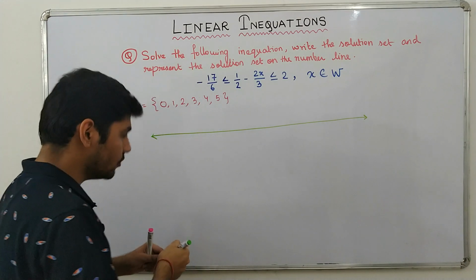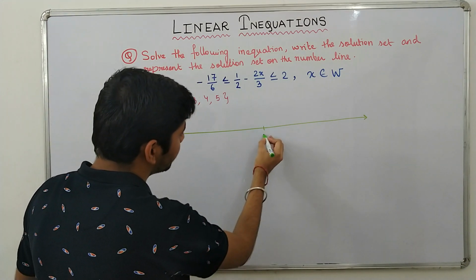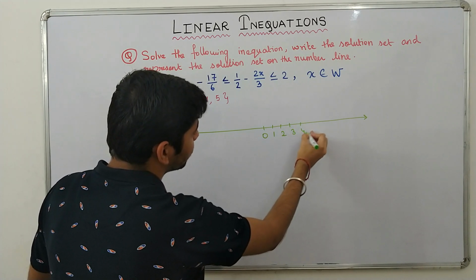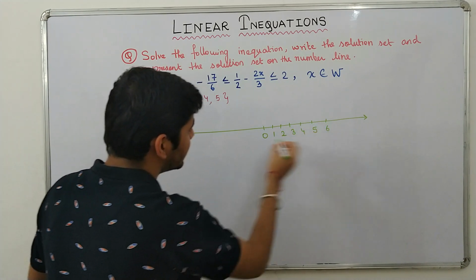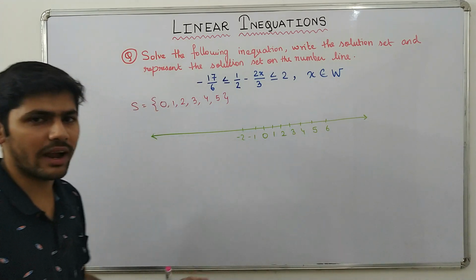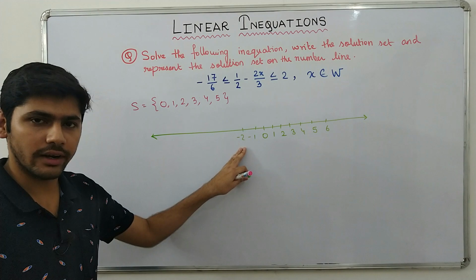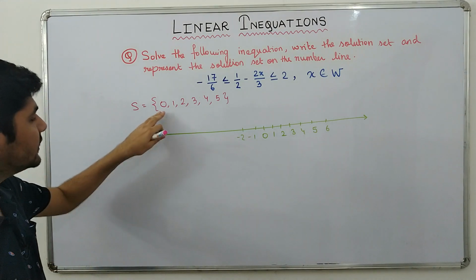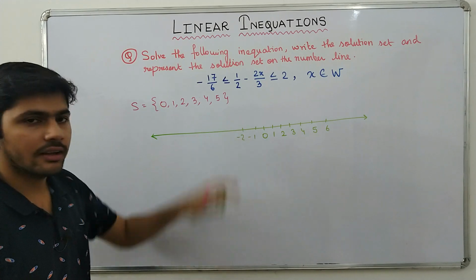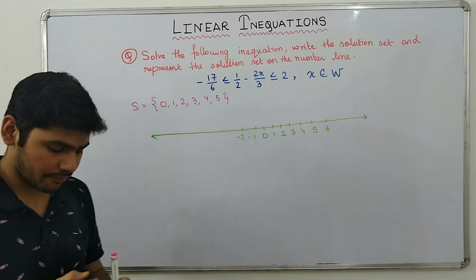Okay, now 0 on the number line. Between, on the positive side 1, 2, 3, 4, 5, 6. On the negative side, I can write the negative side but it is not required, okay. So minus 1, minus 2 only. Now the solution set is 0, 1, 2, 3, 4, 5 and no numbers in between.